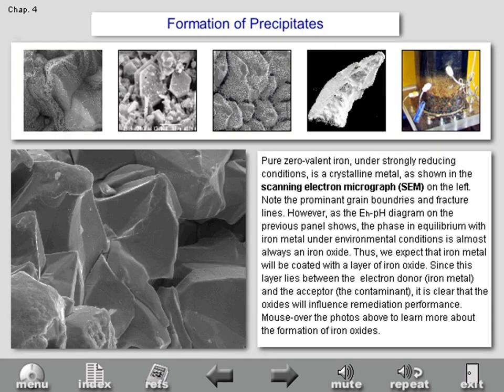As indicated by the Eh-pH diagram for the iron-water system, precipitates on iron metal will be ubiquitous under environmental conditions. These precipitates that are formed on the iron wall will be complex in composition and structure. Some of what is known about these precipitates is shown here.